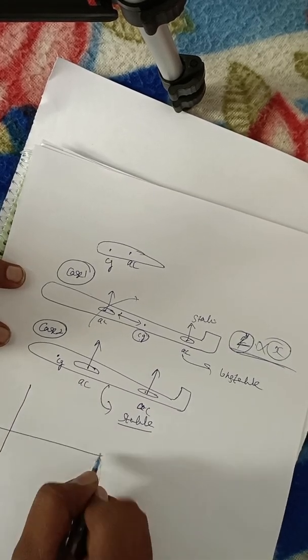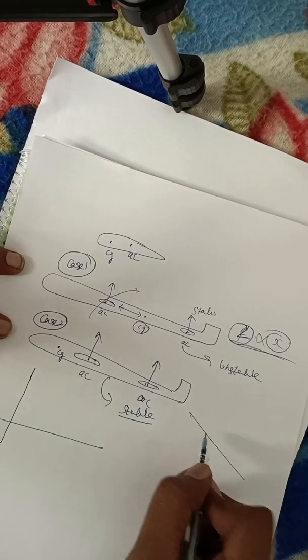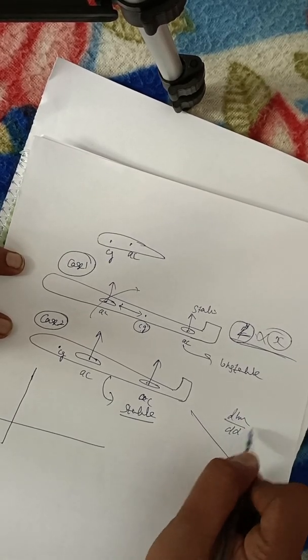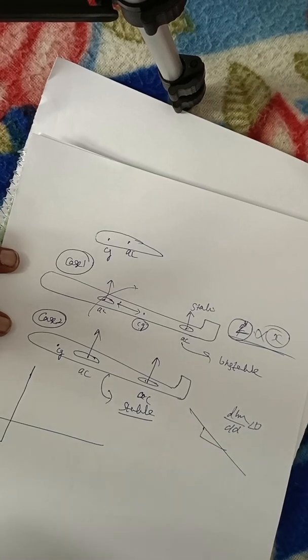I will tell you one thing. An aircraft should be stable. The graph should be like this. Means dCm by d alpha should be less than 0. This is the graph. Am I right?